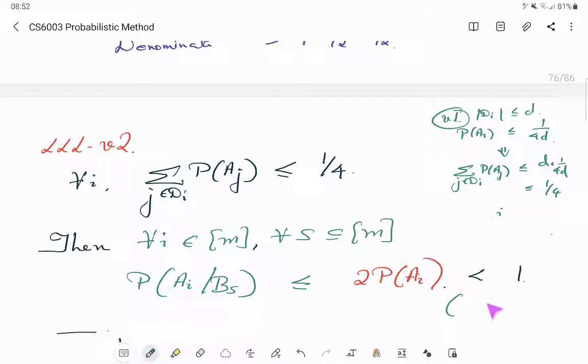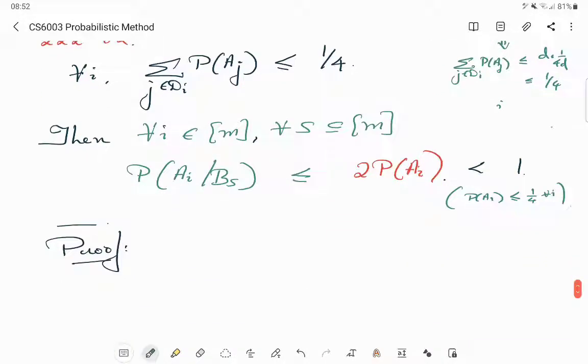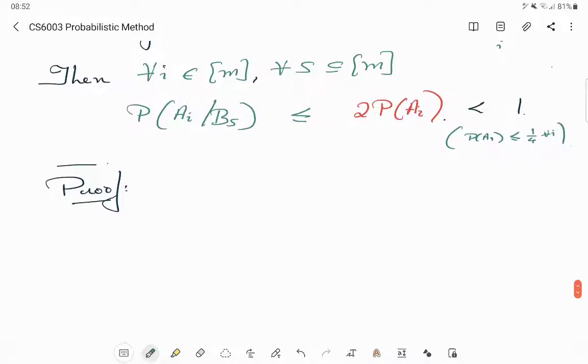So here we assume that P of AI is less than or equal to 1 by 4 for all I. Yeah, that's a minor point, but forget that detail. What we have now to argue is this twice P of AI, which is what you should keep in mind. Now this proof, I thought I'll write it live, so that you can think ahead; you should try to think it out faster than what I write.